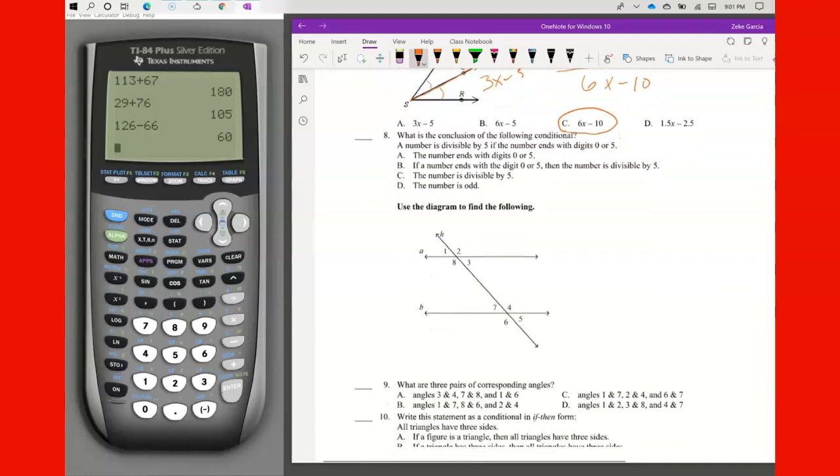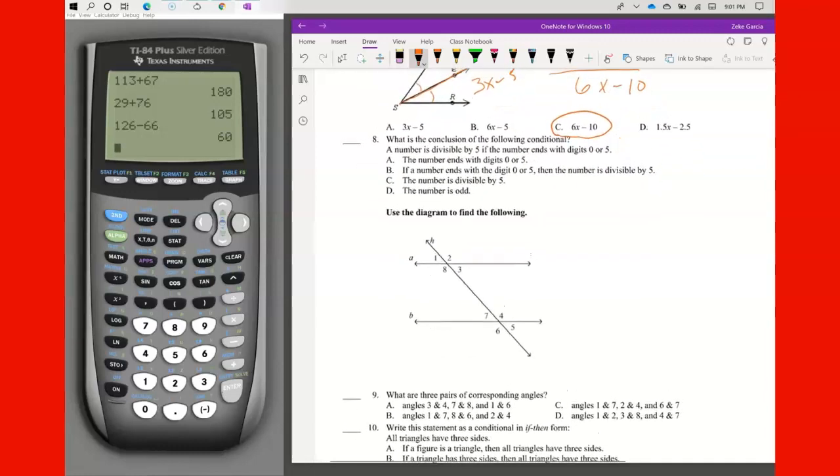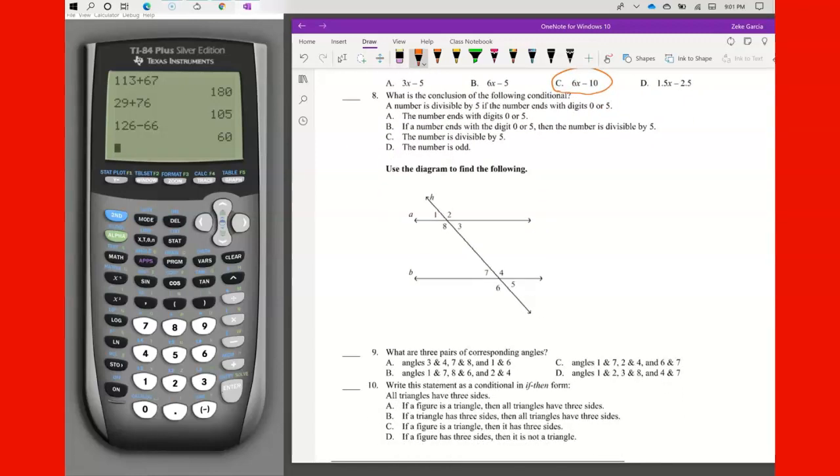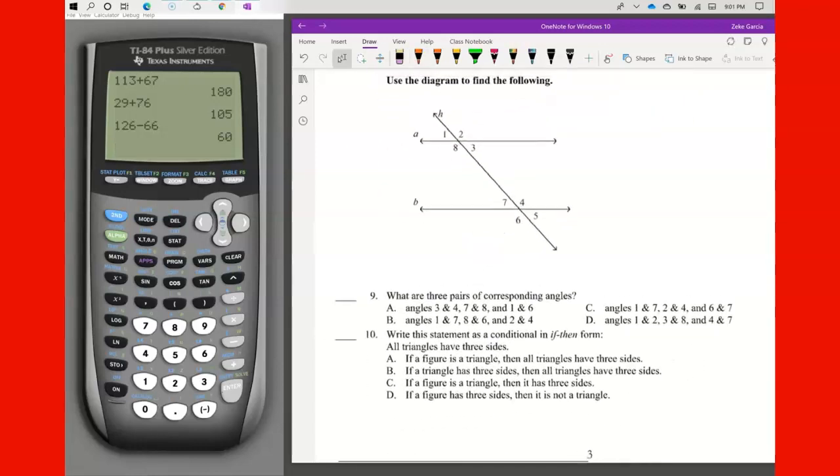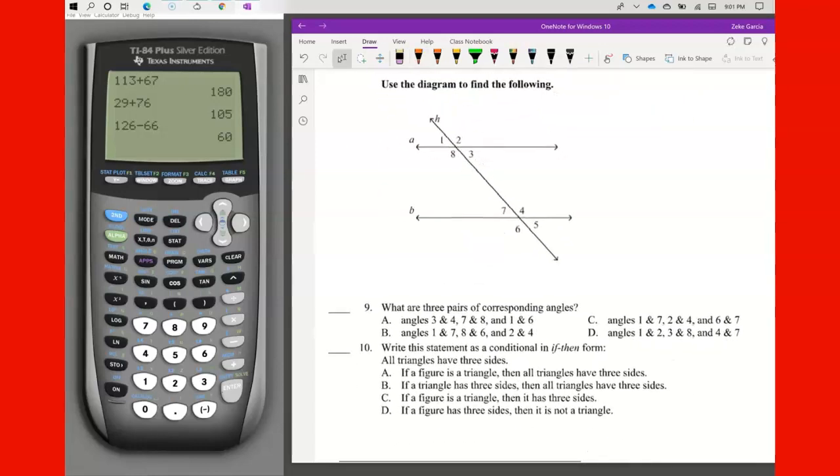Number 8, I'm still teaching that. It has to do with conditionals. So I'm still teaching that, and I haven't finished with the lesson on that.